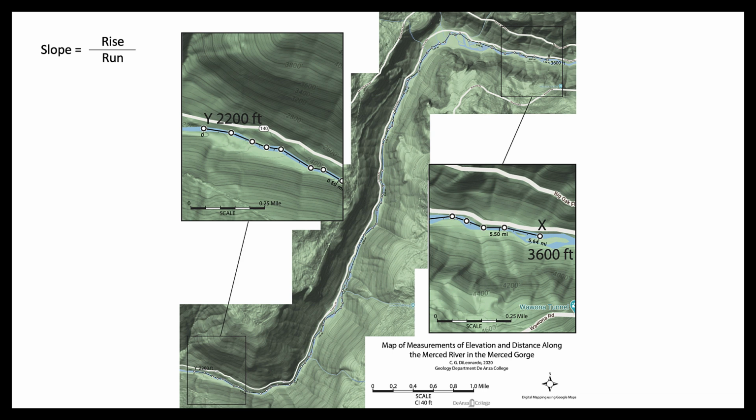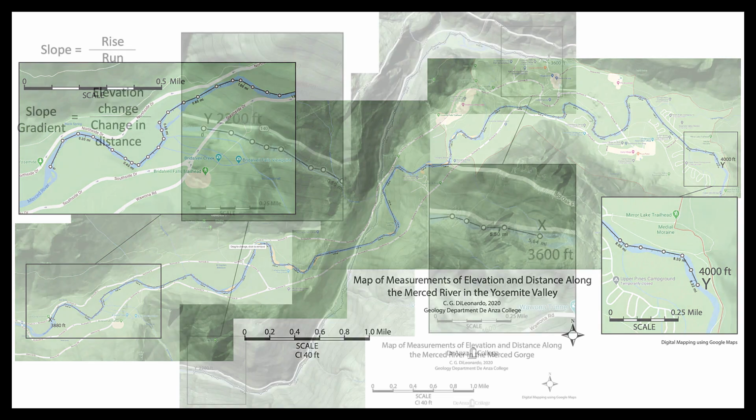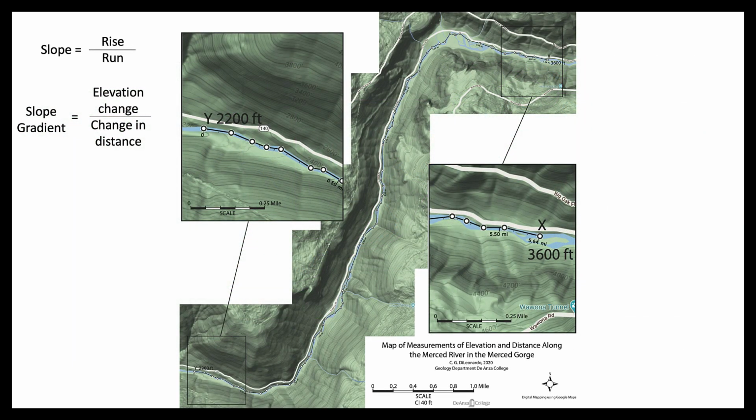So the change in the elevation is the difference between 2,200 feet and 3,600 feet. So when you get the slope gradient, you're going to take the elevation change by taking 3,600 feet and subtracting 2,200 feet. Most math you need in the course, right? A little addition and division. And then the change in distance. The change in distance is shown here on the map. In this particular case, we start at 0 at y and end up at 5.64 miles. Just go back to that for a moment. 5.64 miles. So what you're going to do is take that elevation change and divide it by 5.64 miles, which is the change in distance.